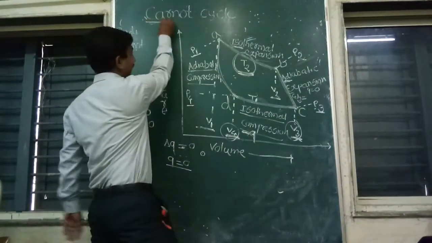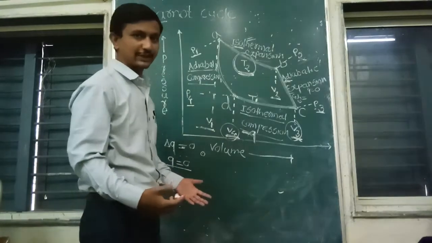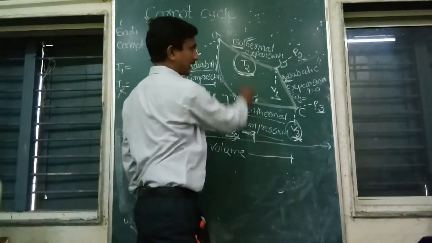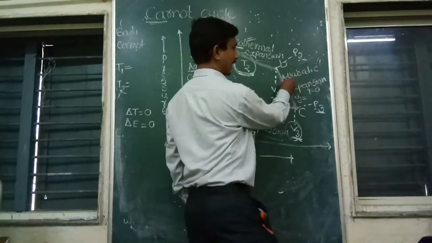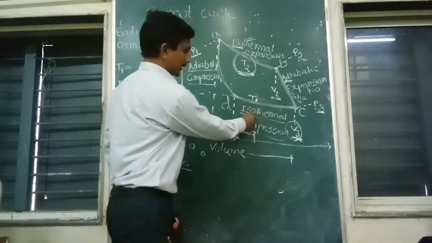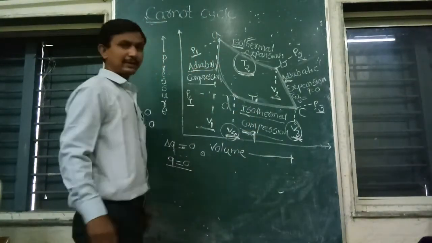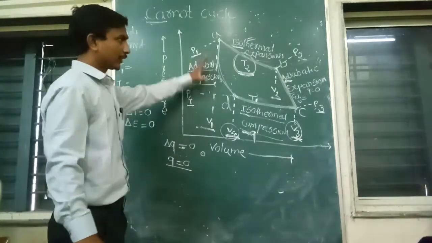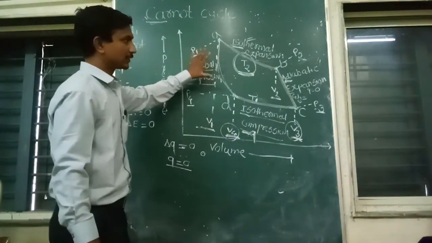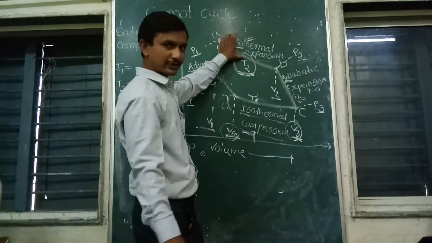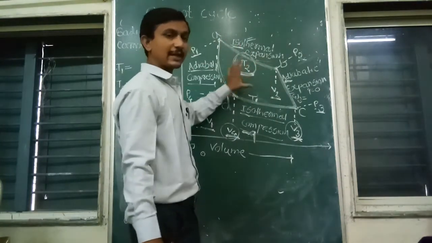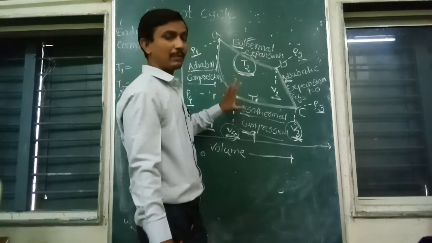So Carnot cycle consists of four stages. One is the isothermal expansion, second one is the adiabatic expansion, third is isothermal compression, and fourth one is the adiabatic compression. Before starting these steps, we should know what is isothermal process, adiabatic process, expansion of gas and compression of gas.